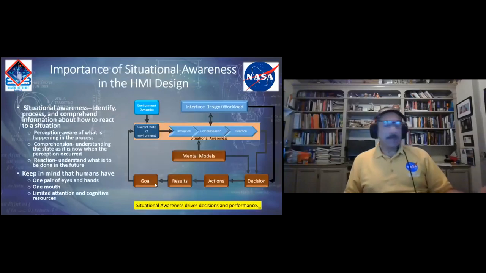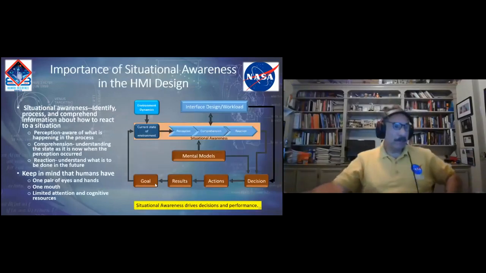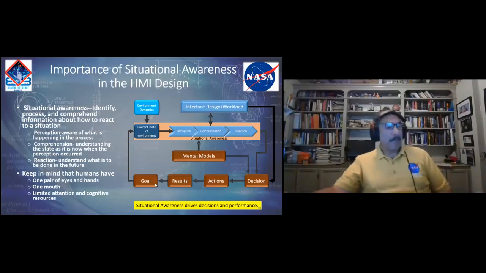So here's the importance of situational awareness, and this is taken from a lady by the name of Mica Endsley, and this is the model that she had developed. Let's see if I can get my laser pointer back on. She developed this model of situational awareness. Situational awareness is basically a function of perception. What's going on around in my environment? Comprehension. Do I understand what's going on around my environment? And then reaction. Based on what I think I comprehend, what is my reaction? What do I need to do?